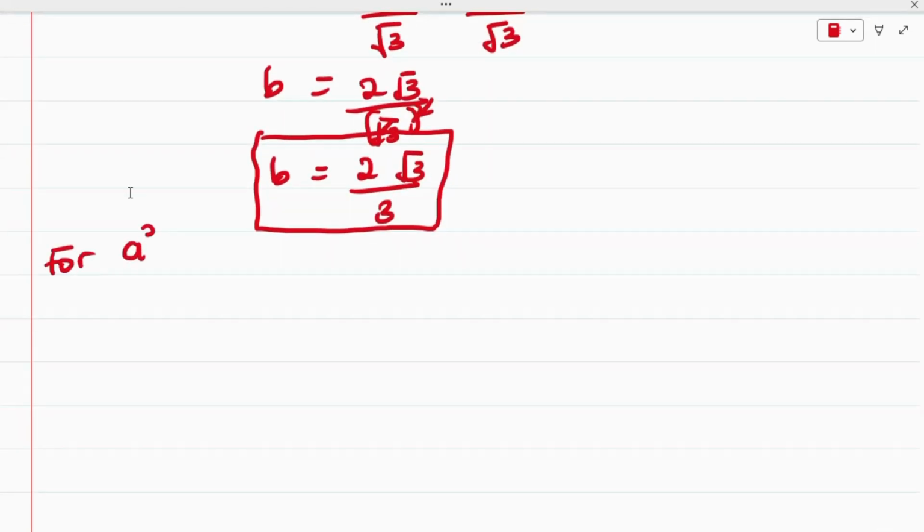So for a square equals 4, taking the square root of both sides, we have the square root of a square is equal to the square root of 4. We cancel this out, so a is equal to the square root of 4. We have it to be 2.